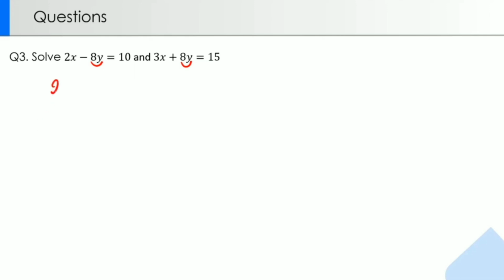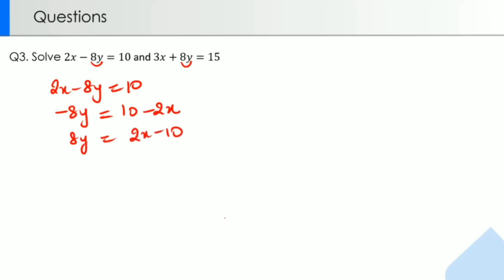Now what you can do is, 2x minus 8y is 10. So I can have the value of 8y. This minus 8y can be 10 minus 2x. So I can have 8y equals minus 10 plus 2x, which can be written as 2x minus 10. So instead of having y equals (2x minus 10) over 8, I can directly have 8y, and this value will be substituted in the second equation if in any case the coefficients are the same, like here we have.